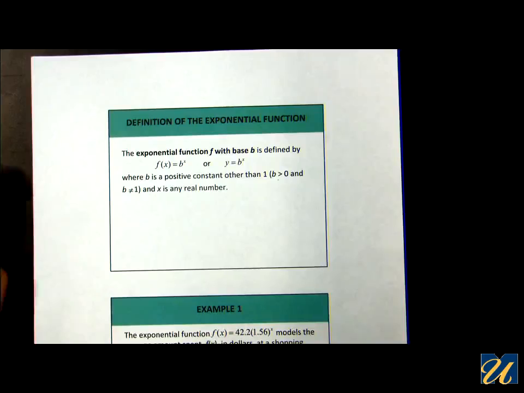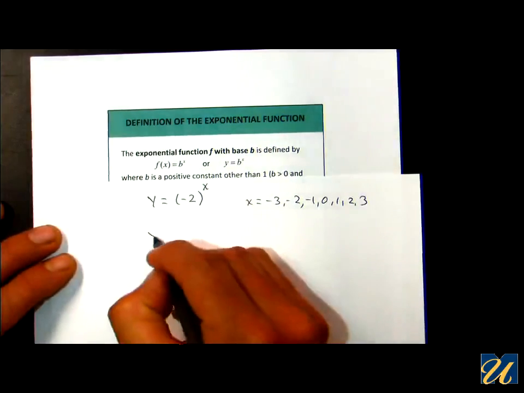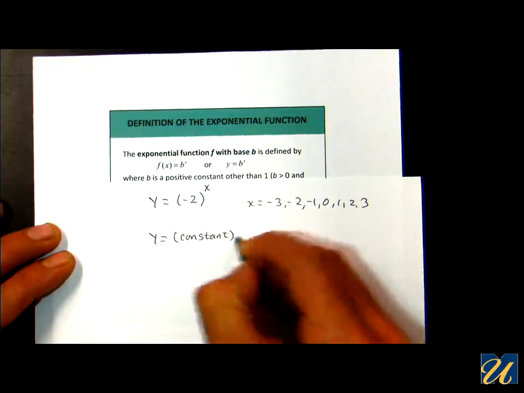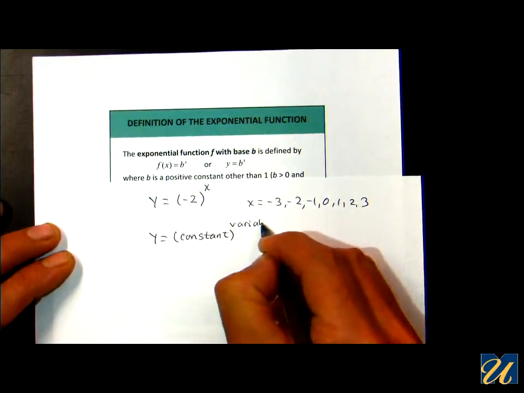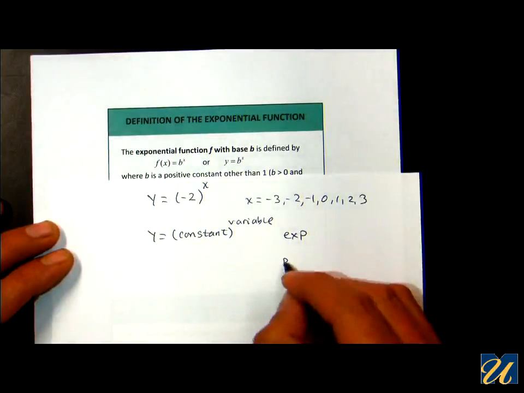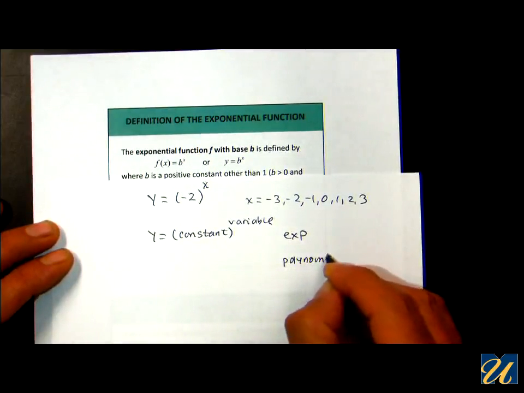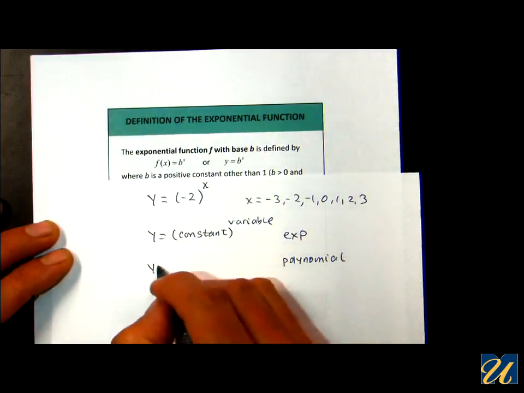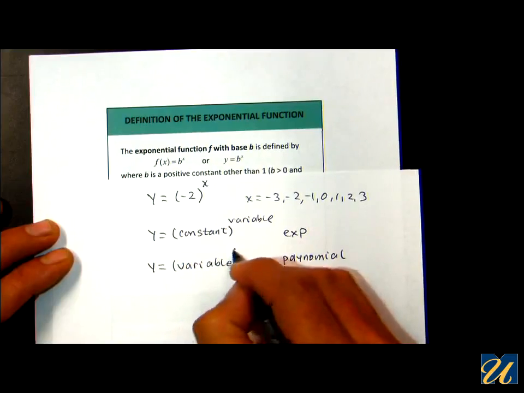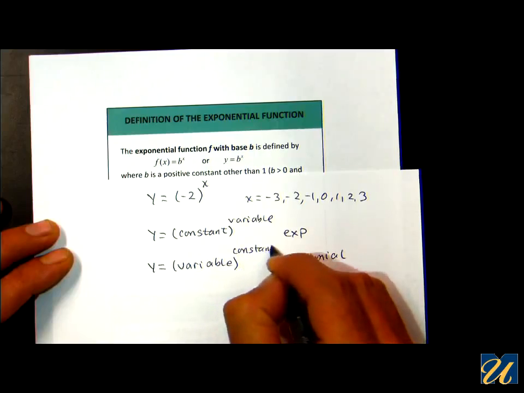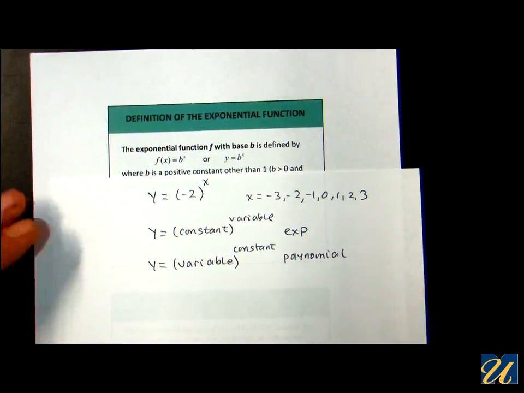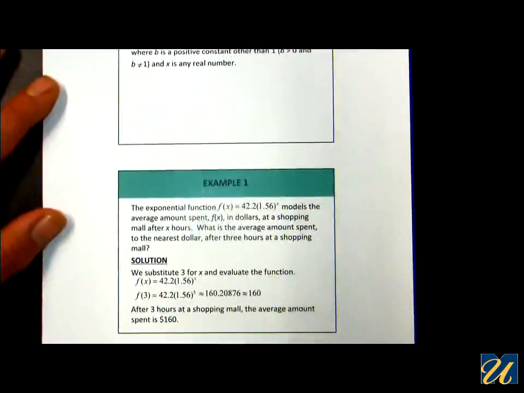And notice also that an exponential function is a constant, in other words a number, raised to a variable. That's an exponential function, whereas a polynomial function is quite different. A polynomial function is a variable, like x, raised to a constant, which is its exponent. So they could not be more different than polynomial functions. Very, very different. Let's take a look at an example.